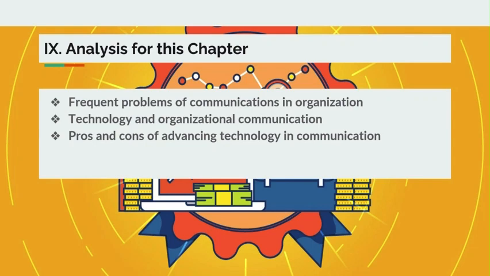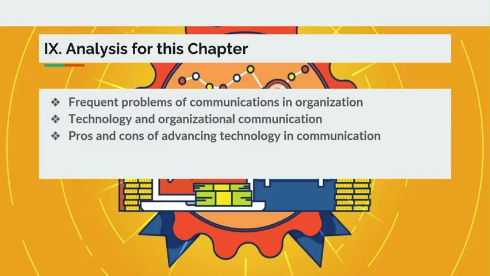I will talk about the analysis for this chapter. There will be three main parts. The first one is the frequent problems of communication in organizations. The second one is technology and organizational communication. And the last one is the pros and cons of advancing technology in communication.